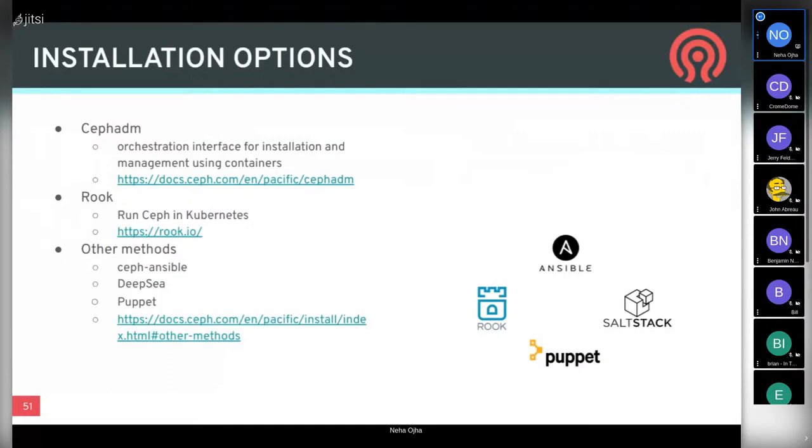And then there are other methods: Ceph Ansible, DeepSea, Puppet. Ceph Ansible used to be something we widely used a few years ago, but I think some users still continue to use it. There are multiple ways to install Ceph, and there are links to them. I'm going to be sharing these slides for later consumption, so you can feel free to look at some of the documentation links that I've added here.